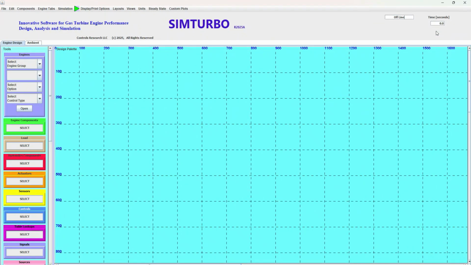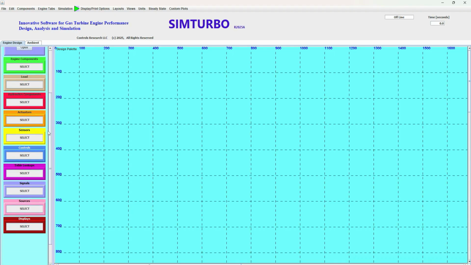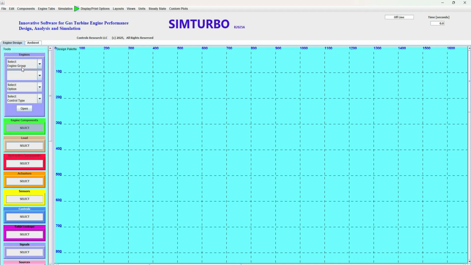The design palette opens as a cyan blue panel with pixel grid markers to aid component placement. On the left-hand side is the Tools menu. It contains a blue section at the top for selecting pre-designed gas turbine engine architecture and associated pre-designed controls. SimTurbo also provides the option of designing the engine architecture by using individual components.